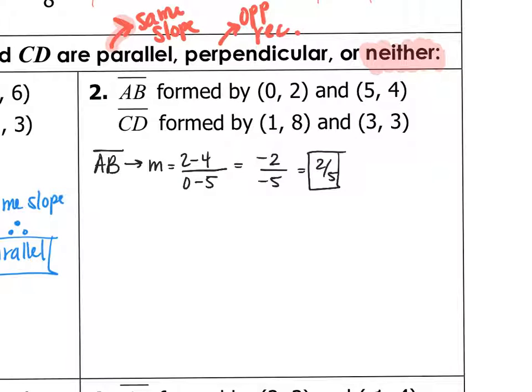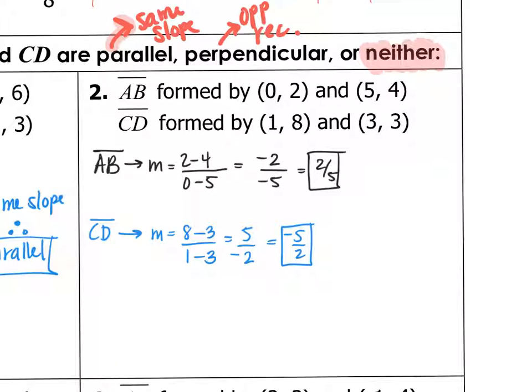Let's find the slope for segment CD. Slope is equal to y minus y over x minus x. That is 5 over negative 2. So we got to be really good at integers here. 5 over negative 2, which is negative 5/2.